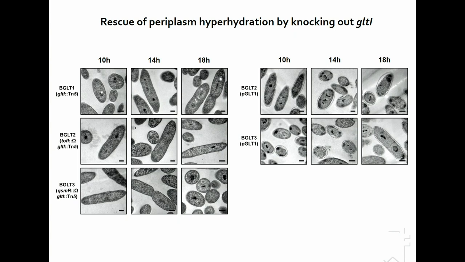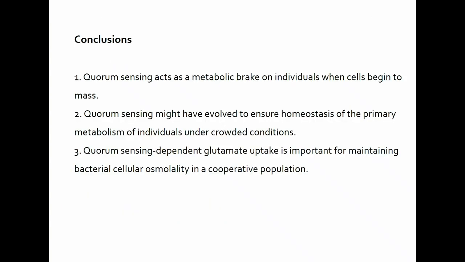So this is the GLTI mutant. There's no hyperhydration. This QS minus mutant along with the glutamate transporter mutation, there's no hyperhydration. Right? So the quorum sensing mutant has cellular osmolality problems, but if you knock out the glutamate transporter, we can avoid it. So glutamate uptake is really a key factor to maintain cellular osmolality. So this is a small conclusion in part one.